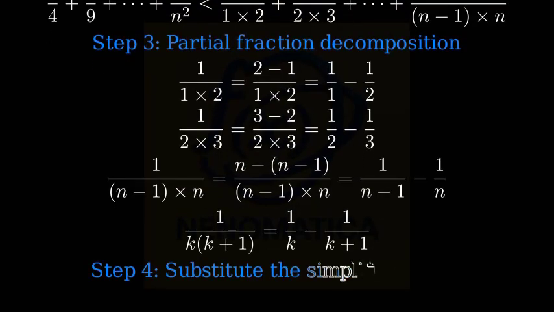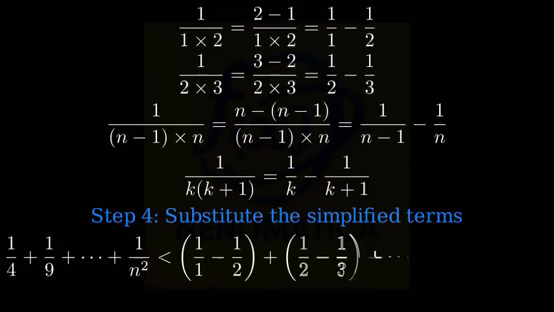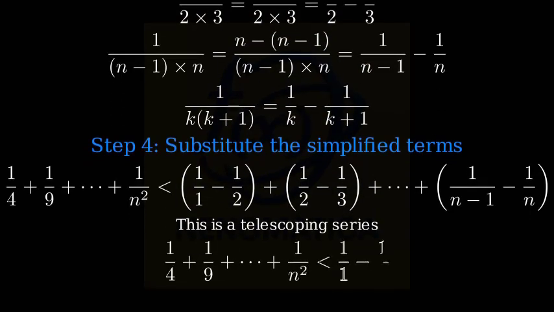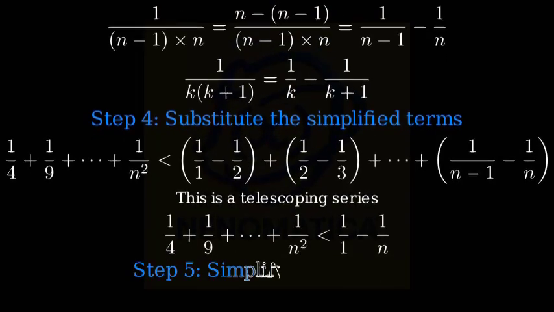Now, let's substitute these simplified forms back into our sum. The right-hand side becomes 1 over 1 minus 1 over 2 plus 1 over 2 minus 1 over 3, and so on, plus 1 over n minus 1 minus 1 over n. This is a telescoping series where many terms cancel out. When we add these up, all the intermediate terms cancel out, and we're left with 1 over 1 minus 1 over n. Let's simplify further.